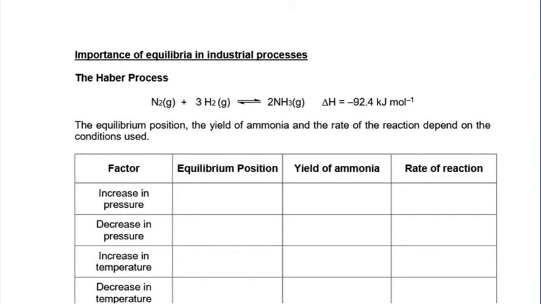So if we're going to talk about pressure, what's job number one? Can you remember what the first thing you need to do when talking about pressure is? Let's remind ourselves. The first thing to do when talking about pressure is to decide which side has the higher pressure, which side has the lower pressure, and then you can have a think about the effect on the position of equilibrium. So pause the video and fill in these two boxes, the effect of increasing or decreasing the pressure on the position of equilibrium.